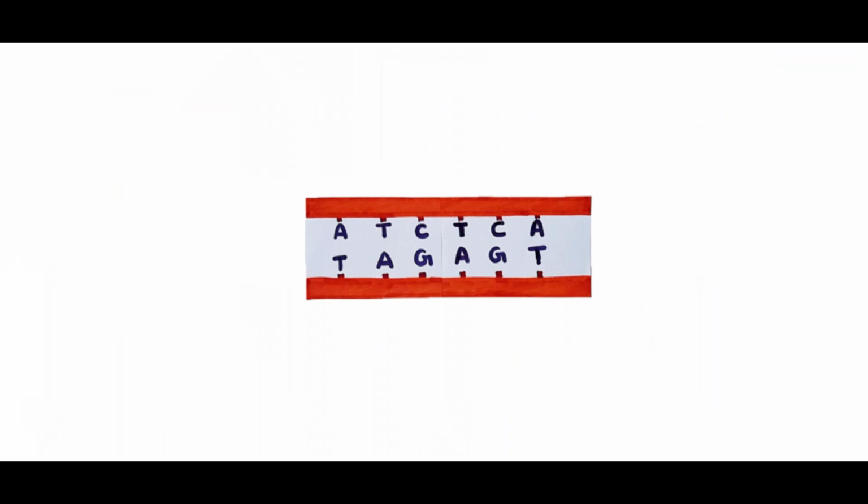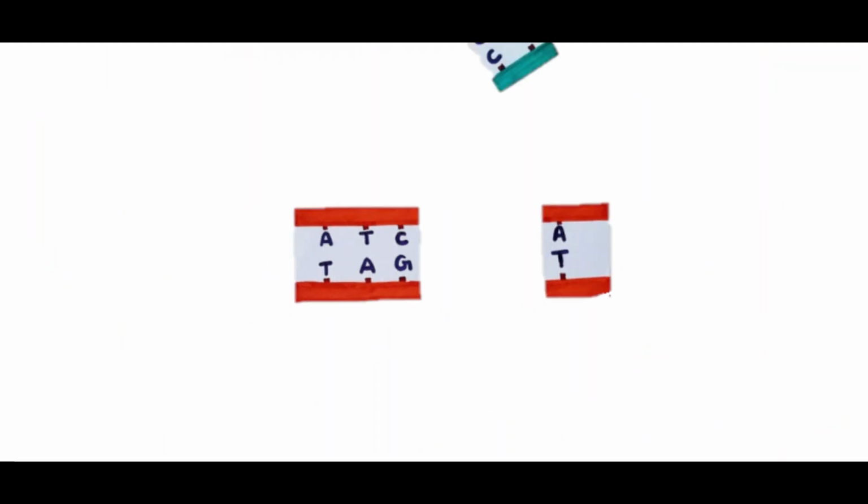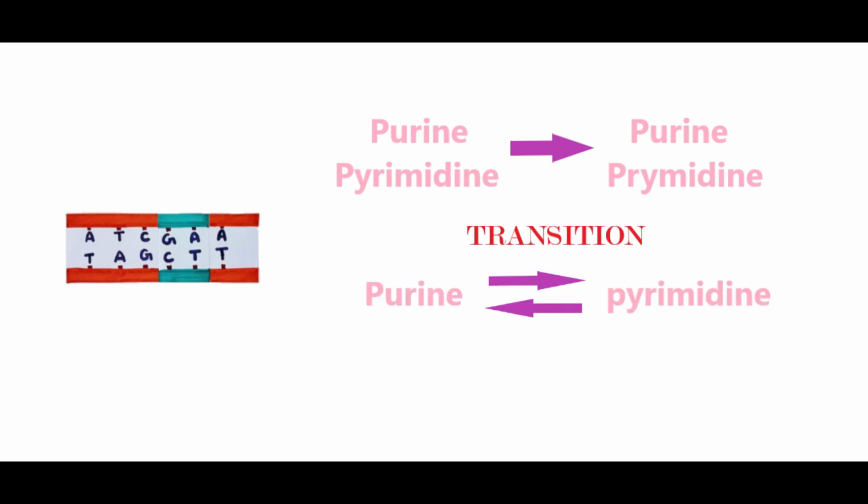Substitution. In substitution mutation, a single nucleotide is substituted with a different nucleotide. If a purine is substituted for a purine or a pyrimidine is substituted for a pyrimidine, it is called transition. If a purine is substituted for a pyrimidine or vice versa, it is called transversion.